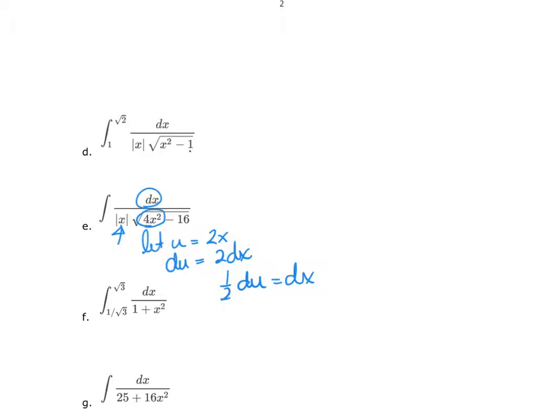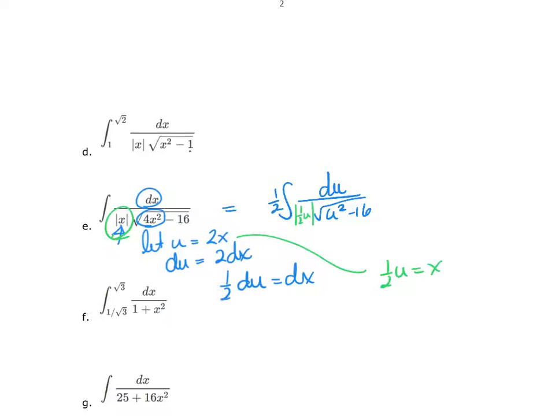So what I have is a replacement. So this can become 1/2 du. I have the square root of u squared minus 16, but I'm still missing this piece here. To adjust for that, which is totally fine to do this way, I'm going to take this and solve for x. So I get 1/2 u is equal to x. And that means right here I'm going to have that replacement of 1/2 u, absolute value, and then it'll match what I want it to be.